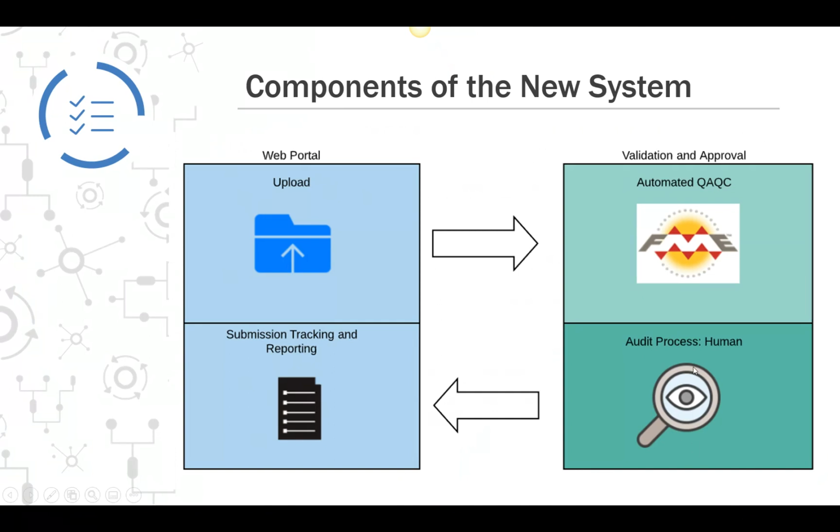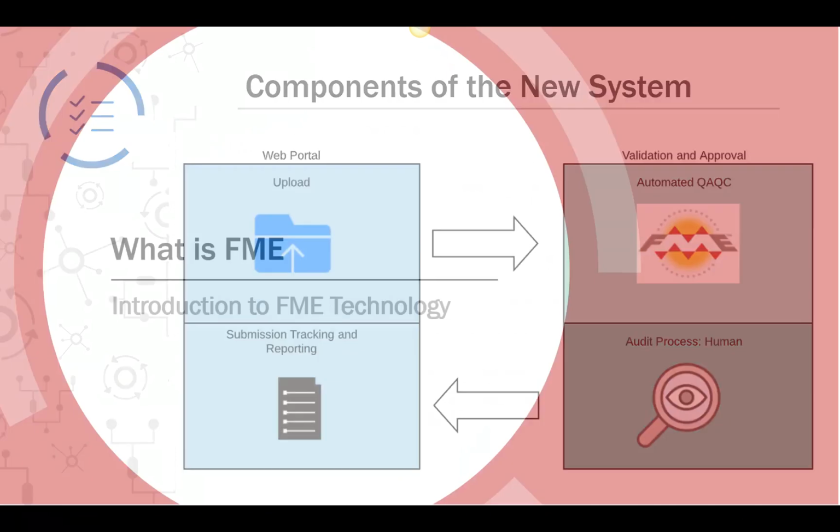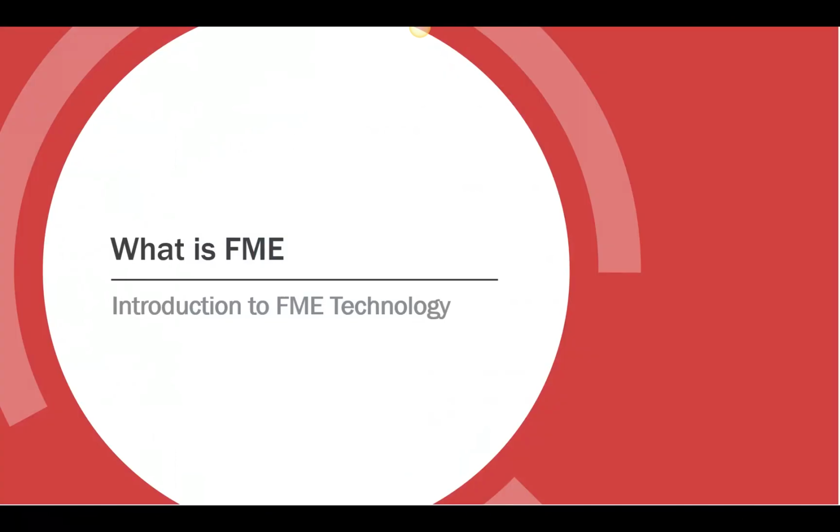And then the validation and approval, the backend processes, has 2 main components. The one that we developed would be the automated QA/QC process using FME and FME server technology. So that would be all the things that could be validated automatically without human intervention. And then there's an audit process. So there are internal auditors that do the rest of the validation of the data. So just a quick, what is FME?